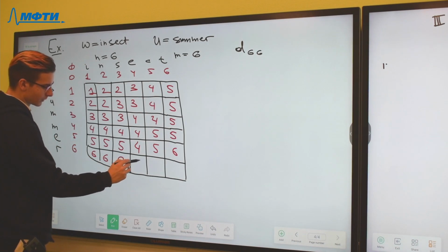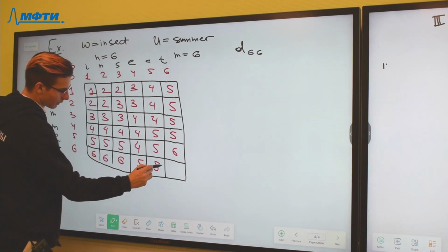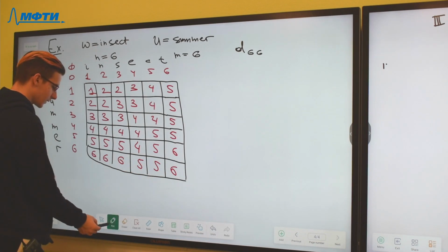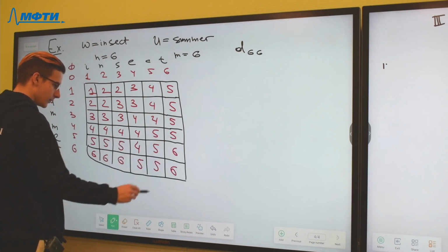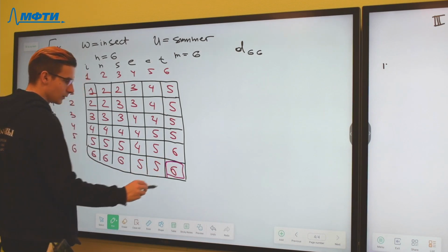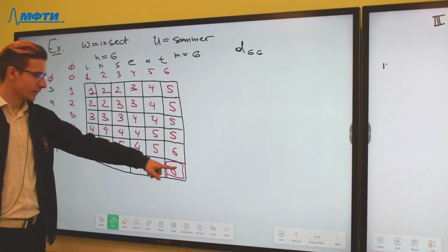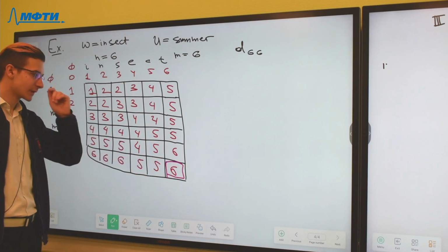Repeat it. Yeah. And it is the right answer. Is it the last column, last line? Yeah, it is the number in the last cell in the matrix.